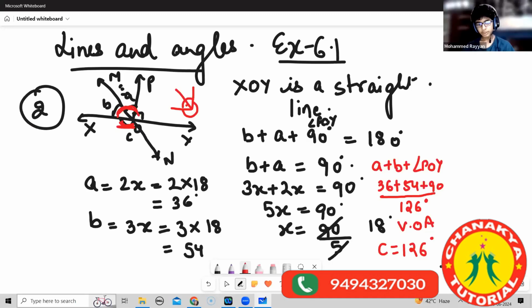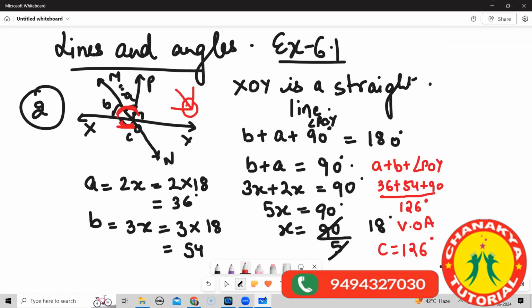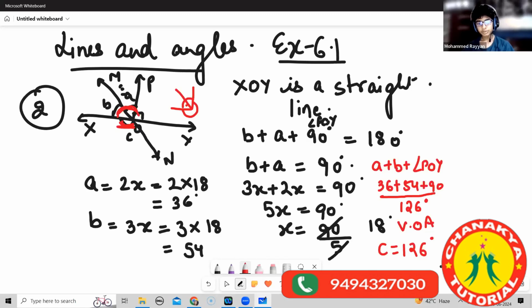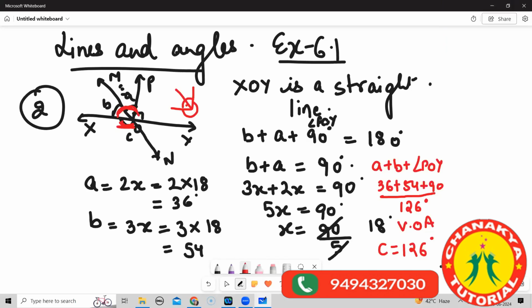Ma'am, but over here it can be seen that angle NOY and B are vertically opposite, and C and A, POY are vertical. So B should not be there. So C should not be 126, but 126 minus 54. Ma'am, even if we add B, then it will be 180 degrees, not 126. 180 degree is equal because the straight line angle is equal to 180 degree. So that we have to find.